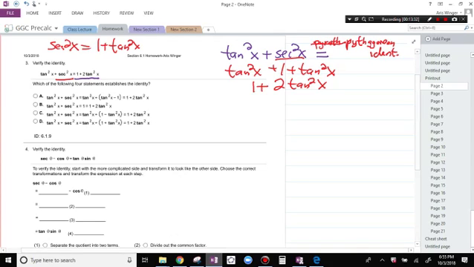Try number 4. Don't take any questions on 3. Try 4. 4 is hard.